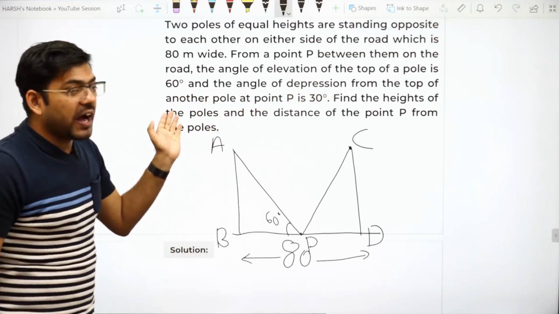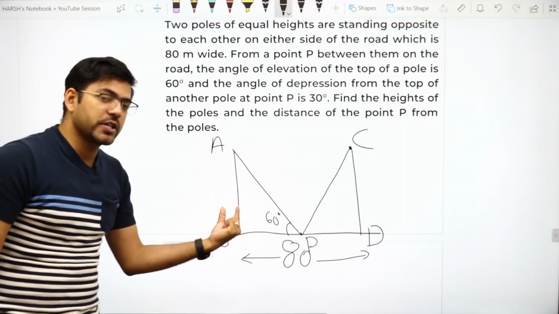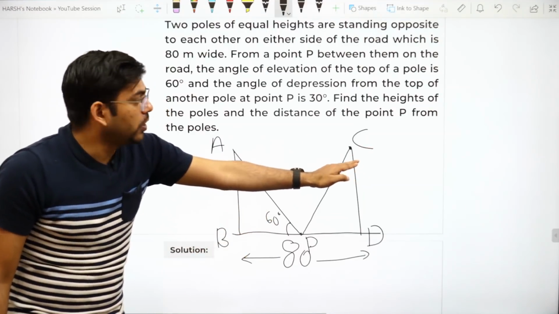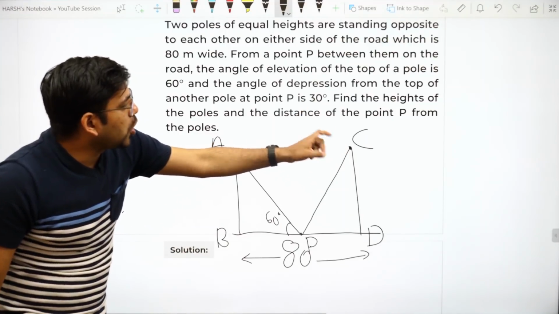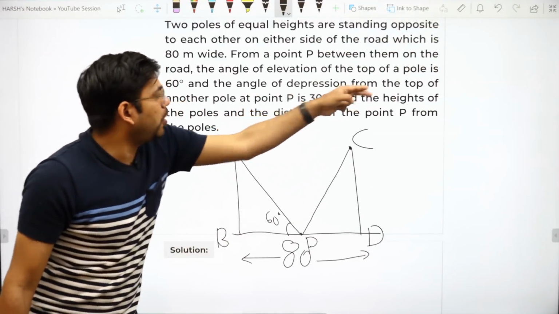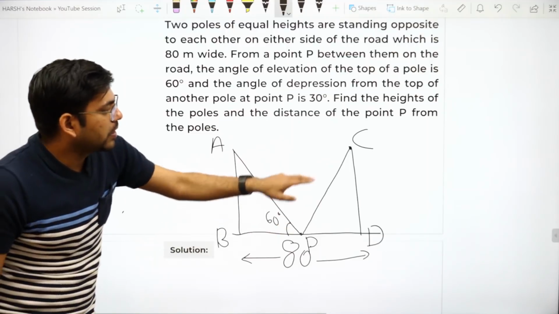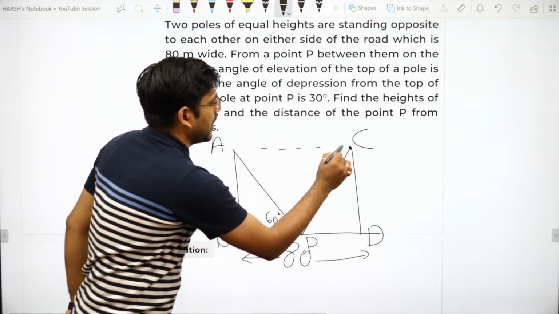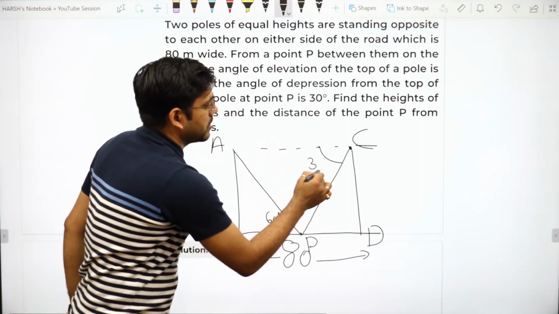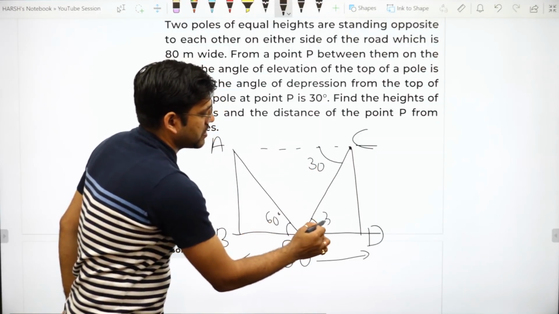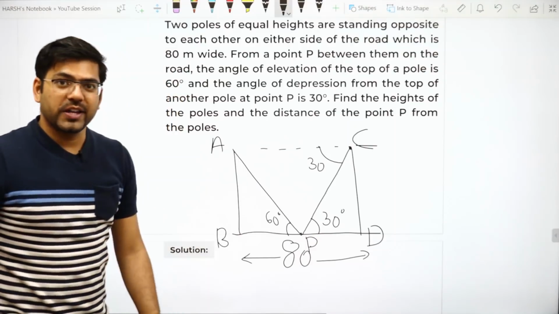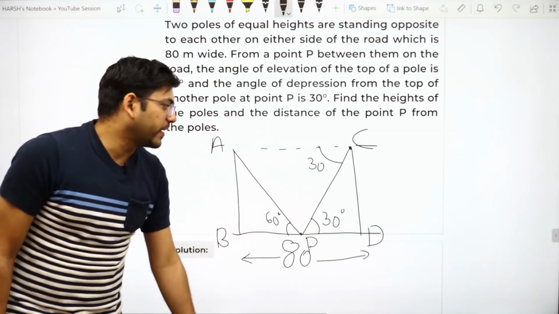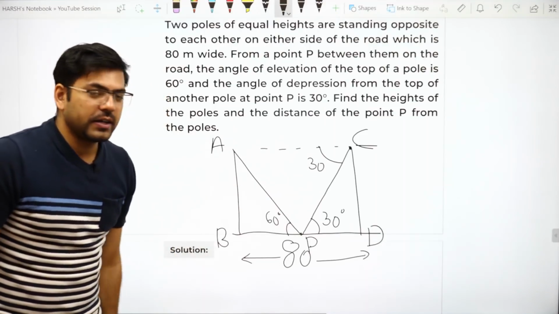from the top of another pole, this is the first pole for which the angle of elevation was there, and this is the other pole. The angle of depression from the top of the other pole at point P is 30 degree. This means if I take this reference line, this angle is 30 degree, so this is also 30 degree. Both of them are 30 degree.